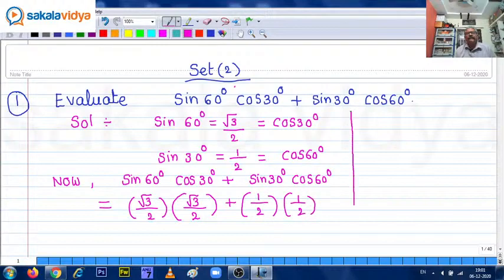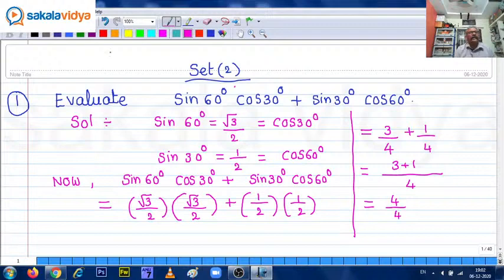So let us simplify. Root 3 into root 3 is 3, upon 2 into 2 is 4, plus 1 into 1 is 1, upon 2 into 2, 4. 4 is the LCM. So 3 plus 1, 4 upon 4. So you get 1. Answer is 1. Absolutely correct. Good job, everybody.